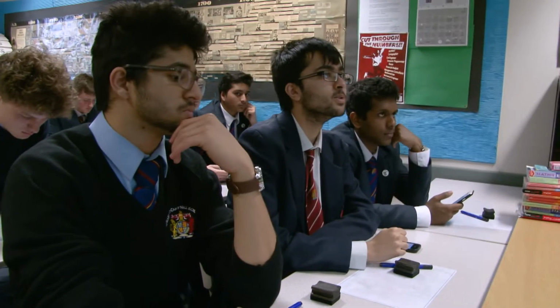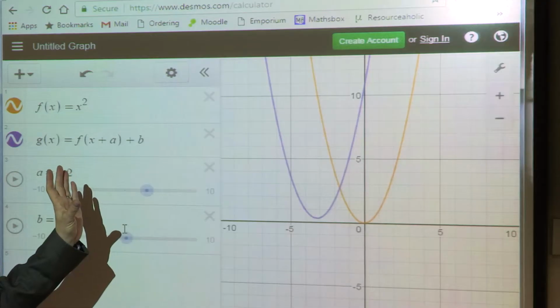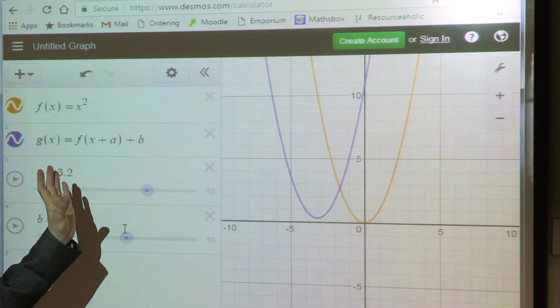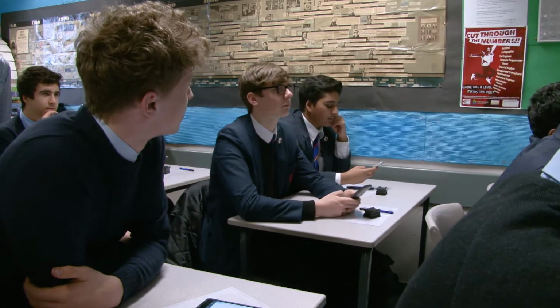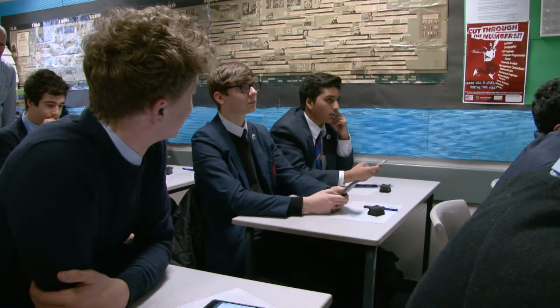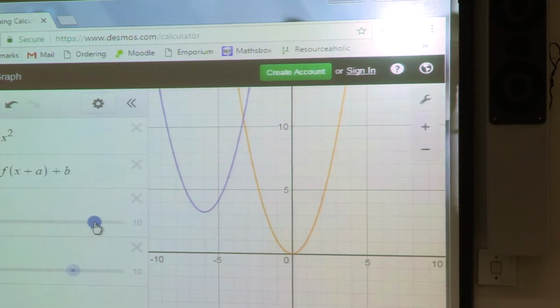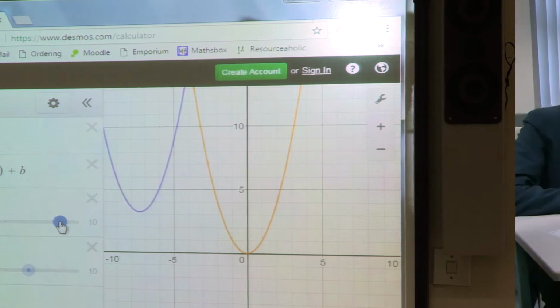Yeah? A just moves the graph horizontally instead of vertically like B does. Anyone want to say how it moves it? If you increase A, it will move towards the left, but if you decrease A, then it will move towards the right. As I increase A, it moves it to the left. It moves it to a more negative x value.